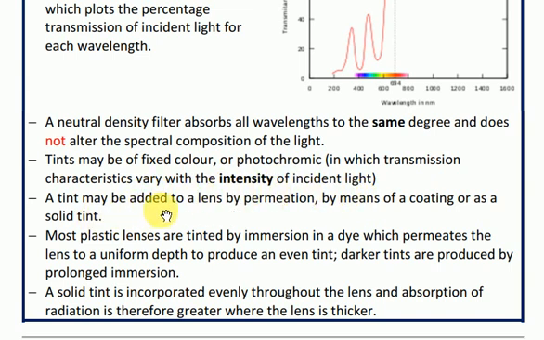A tint may be added to a lens by permeation, by means of a coating, or as a solid tint. Most plastic lenses are tinted by immersion in a dye, which permeates the lens to a uniform depth to produce an even tint. Darker tints are produced by prolonged immersion. A solid tint is incorporated evenly throughout the lens, and absorption of radiation is therefore greater where the lens is thicker.